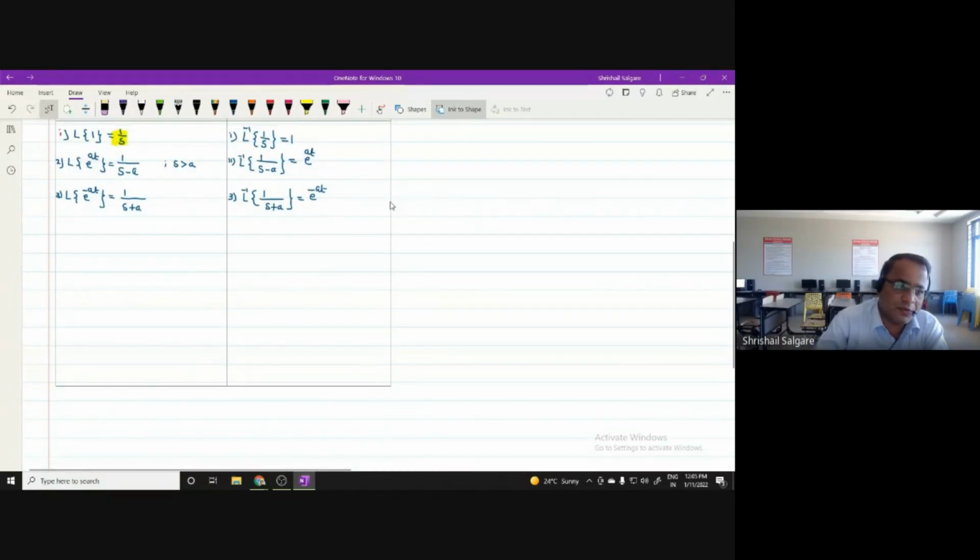Suppose the fourth one, the Laplace transform of sine at. What is the answer? Yes, anyone? I will take the name of who has just joined. Rishabh, I think.